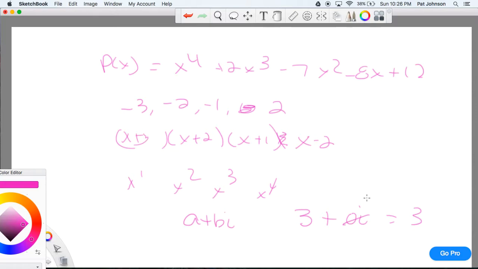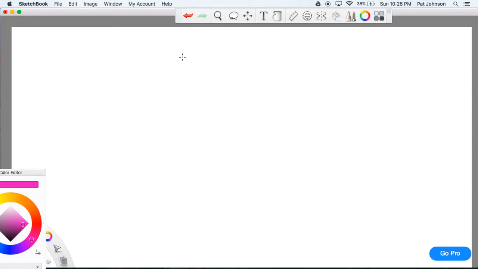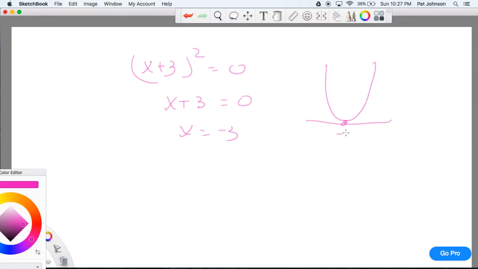Now let's look at example 1 on page 359. It says solve each equation and state the number and type of roots. They factor it and get x plus 3 squared equals 0. You take the square root, you get x plus 3 equals 0, so x equals -3. If you look at the graph, it only crosses right here at -3. You have one real solution, and it checks, because it crosses the x-axis one time.